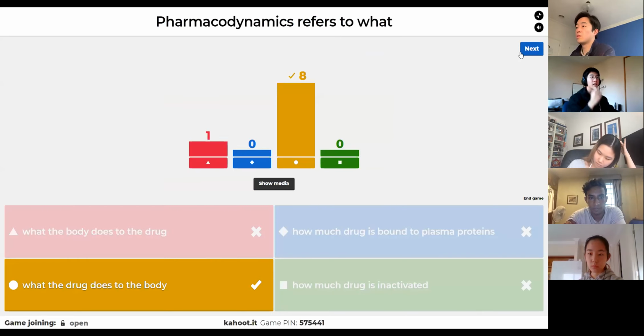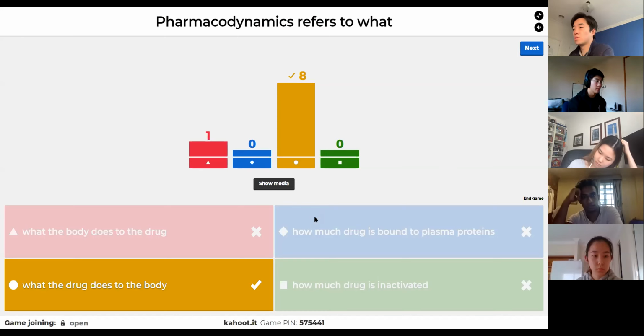Yeah, pharmacodynamics is what the drug does to the body. So how does the drug help us or harm us? Whereas pharmacokinetics is what the body does to the drug, so how we get rid of the drug and how we metabolize it. Pharmacokinetics would include our blue and our green options as well. So therefore pharmacodynamics is what the drug does to the body.